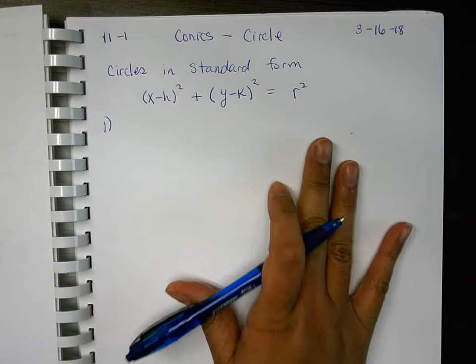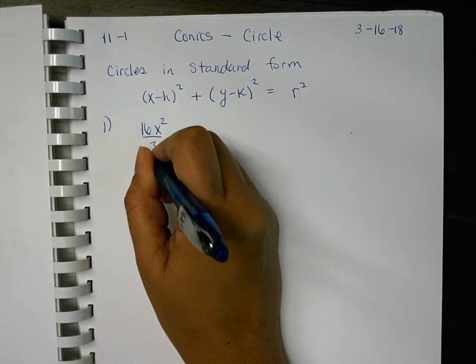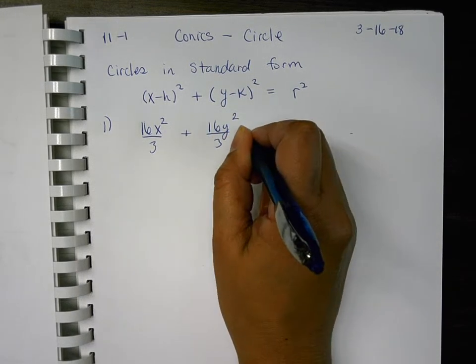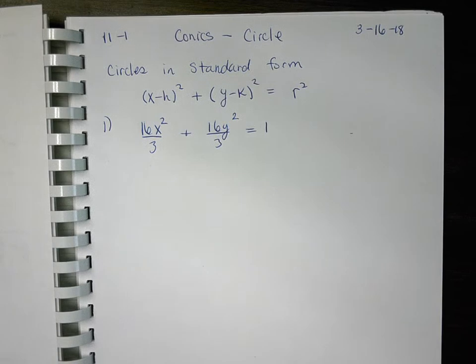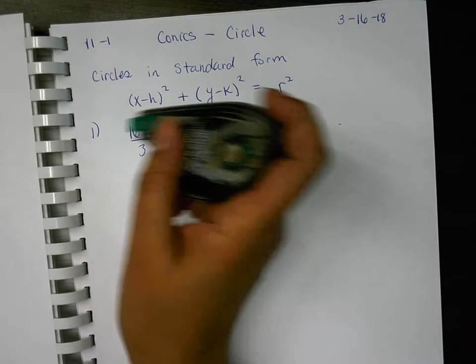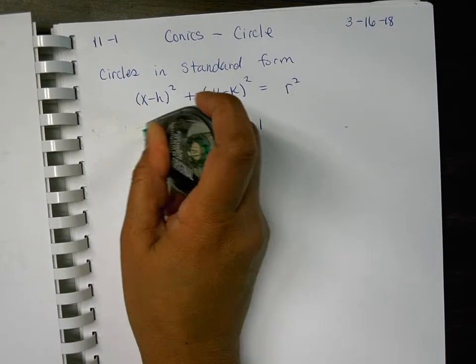The first one, I just said, is not that bad. 16x squared over 3 plus 16y squared over 3 equals what? All right. And I gave you the wrong one. I did. At least I have my whiteout back.